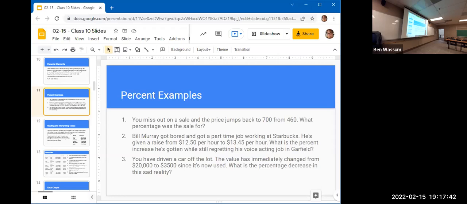All right. So let's look at some more percentage examples. Number 2. Bill Murray got bored. He got a part-time job working at Starbucks. He's given a raise from $12.50 an hour to $13.45 an hour. What is the percent increase he's gotten while still regretting his voice acting job in Garfield?